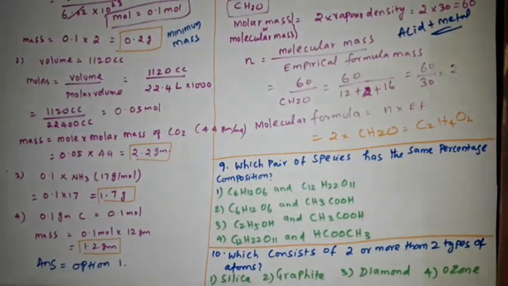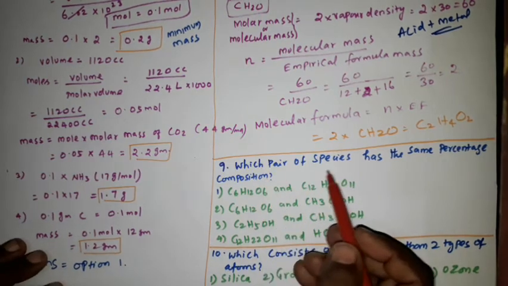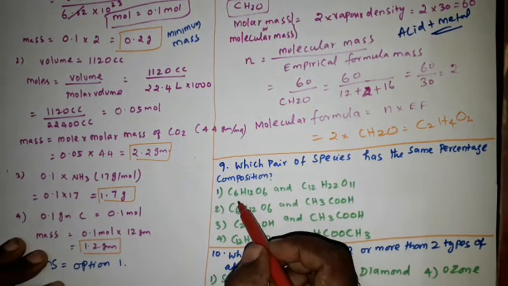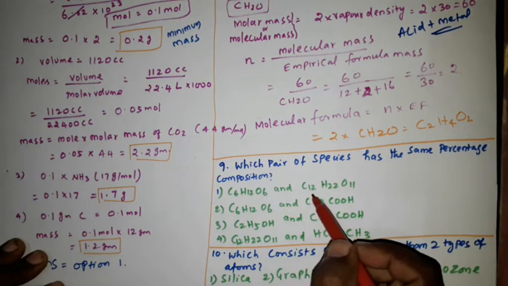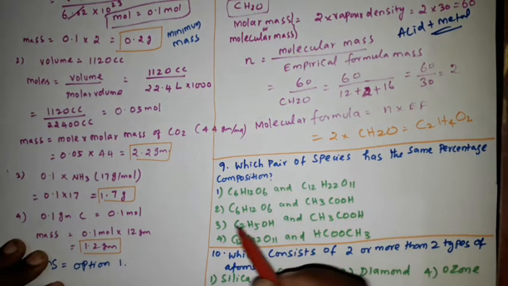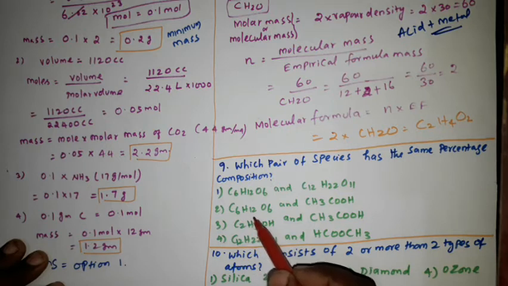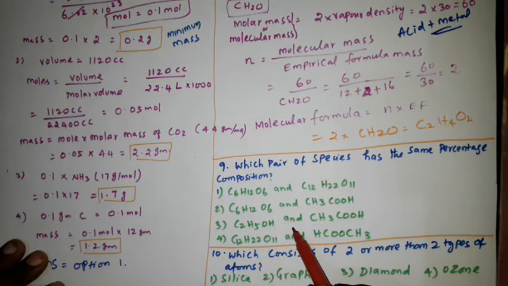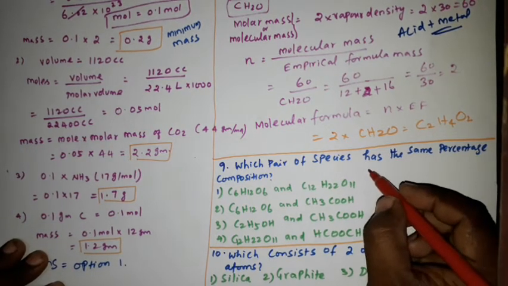Question number 9. Which pair of species has the same percentage composition? Option 1 C6H12O6 and C12H22O11. Option 2 C6H12O6 and CH3COOH. Option 3 C2H5OH and CH3COOH. Option 4 C12H22O11 and HCOOCH3. Now check the empirical formula.